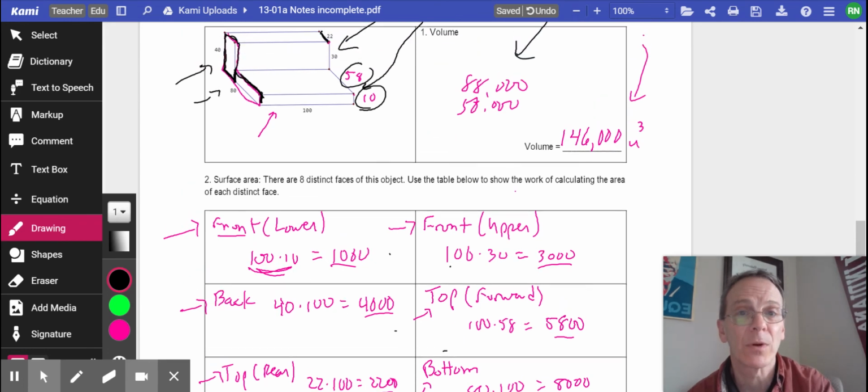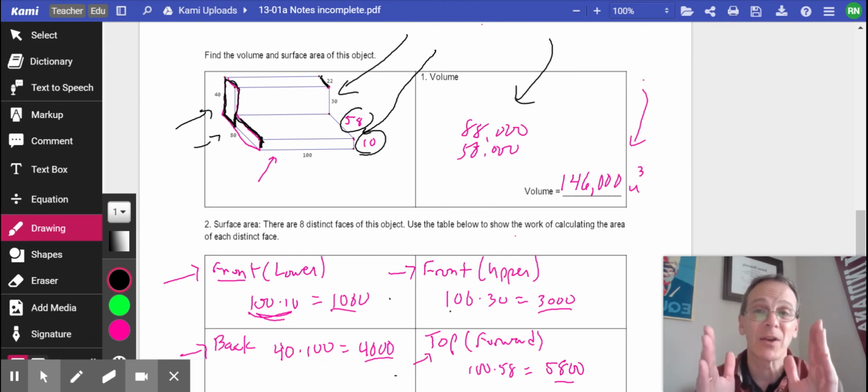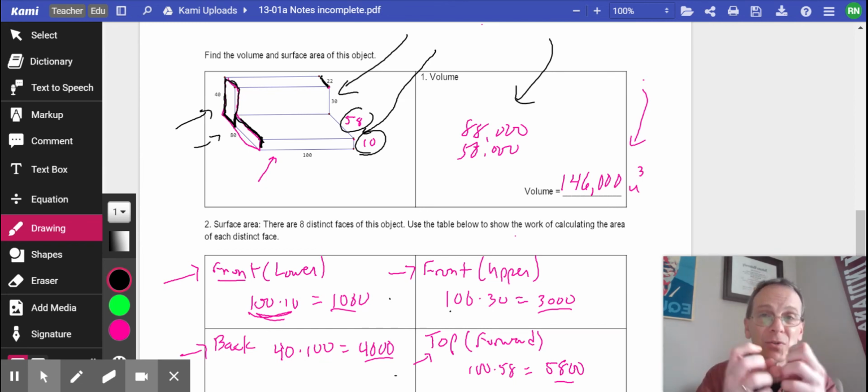That's it for the lesson today. So understand the difference between surface area, which is always measured in square units. It's totaling up lots of areas. It's a lot of work. And volume, which is three-dimensional stuff. It's the stuff inside, and it's always measured in cubic units.